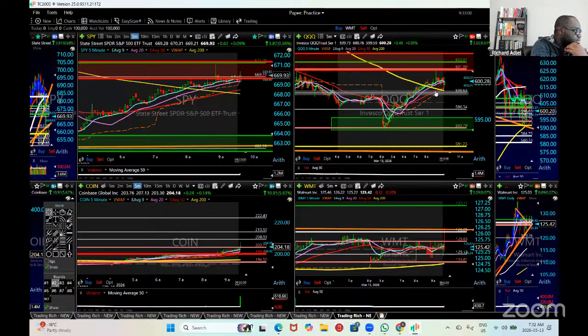I have this SPY lotto trade that I did. I'll just sell it for a loss. Coin flip trades.